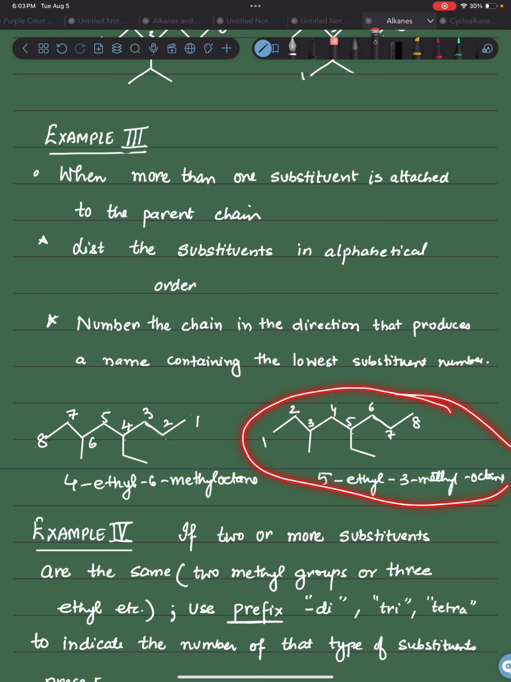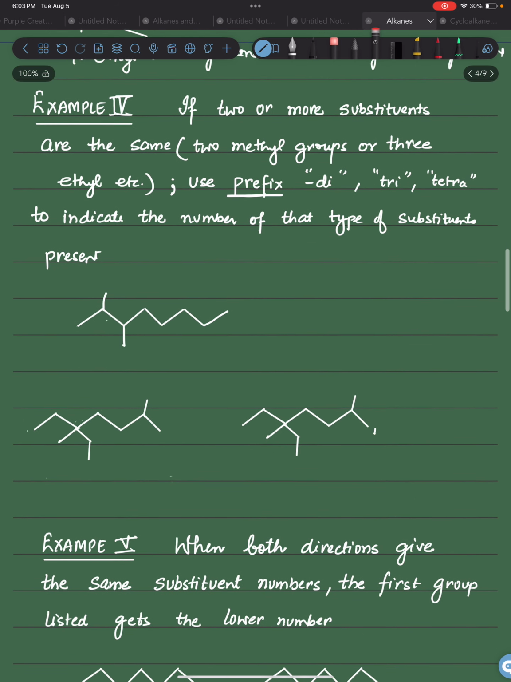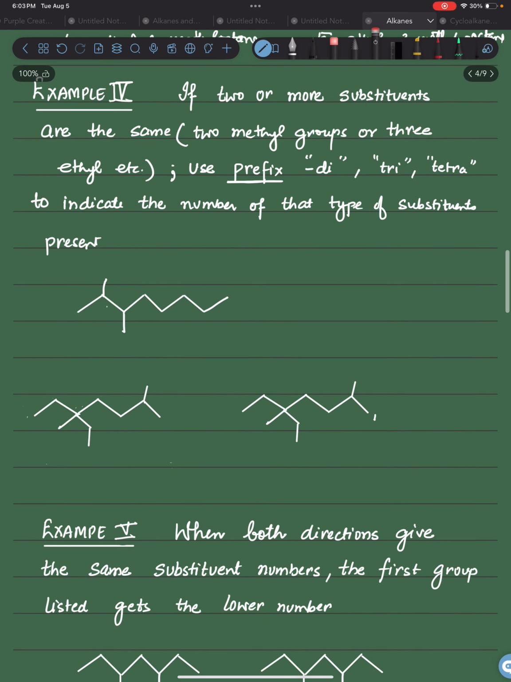Okay. Now, if you have 2 or more substituents which are the same one, then use the prefix di, tri, tetra, etc. to indicate the number of that type of the substituents. For example, in this molecule, number it 1, 2, 3, 4, 5, 6, 7, 8. At second position, you have a methyl group. At third position, you have a methyl group. 2,3-dimethyl octane.